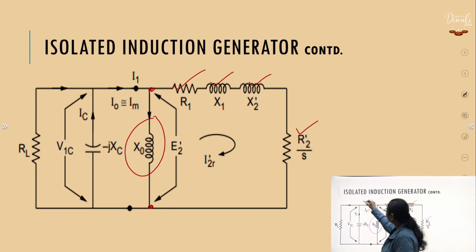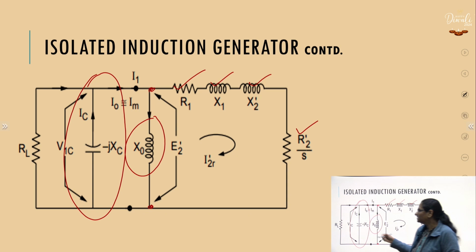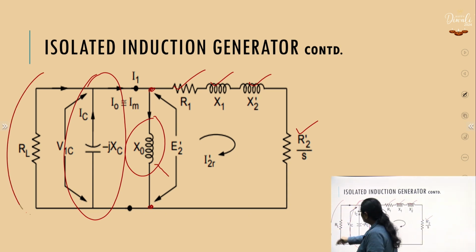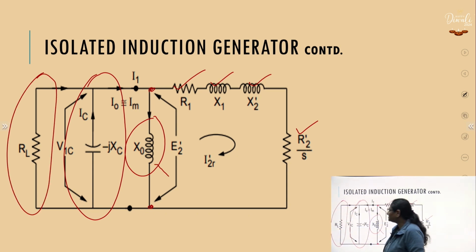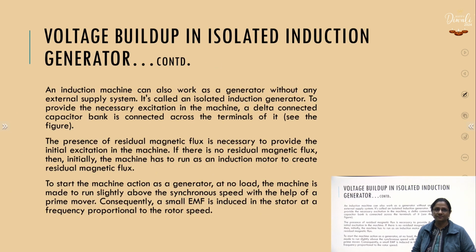Now you see over here, this branch is representing the capacitance of the capacitor bank connected across the stator terminals, and RL is the load resistor. So this is the simple equivalent circuit representation of a self-excited induction generator.